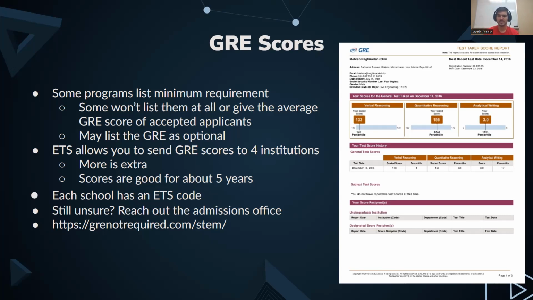And if the program doesn't list anything about the GRE, it's good to potentially reach out to the admissions office. There is a URL included here. This URL actually lists programs, I believe, for STEM programs and humanities programs, that do and don't require the GRE. So that is also a resource you can use to figure out if your program requires a GRE.